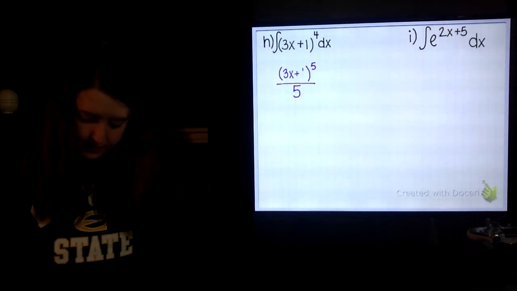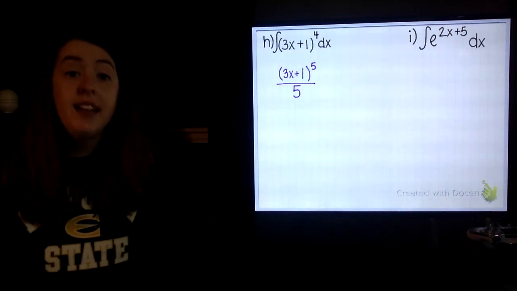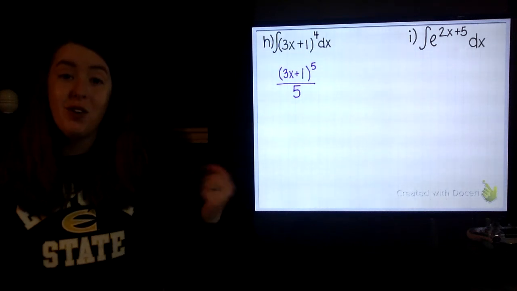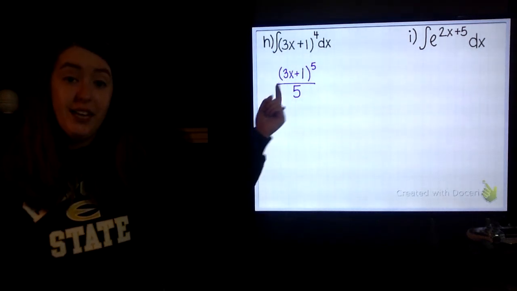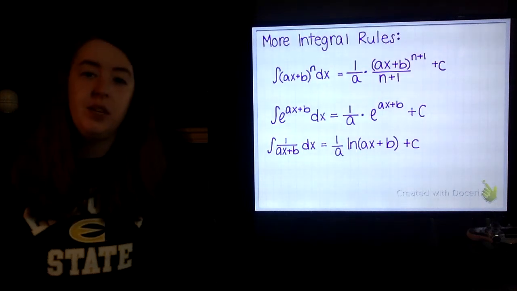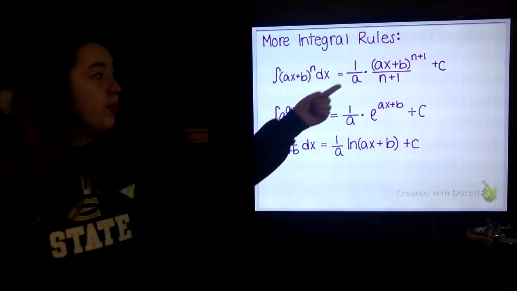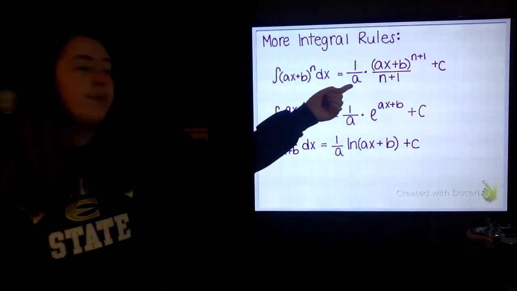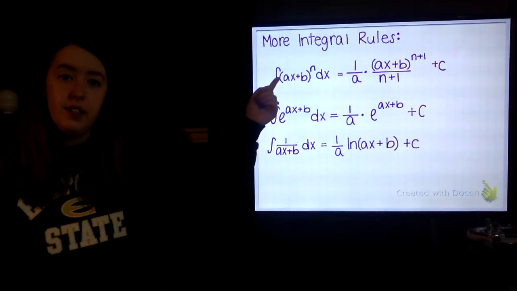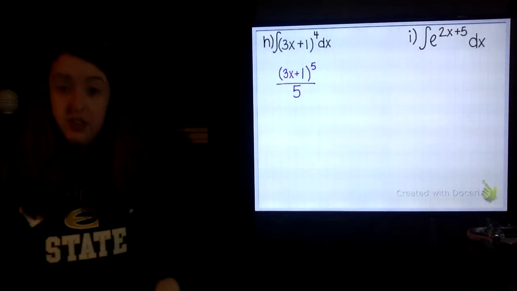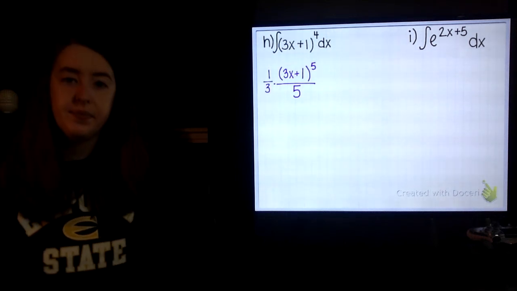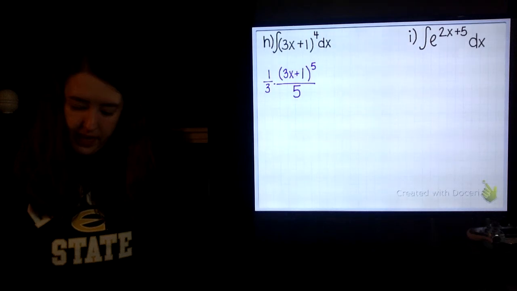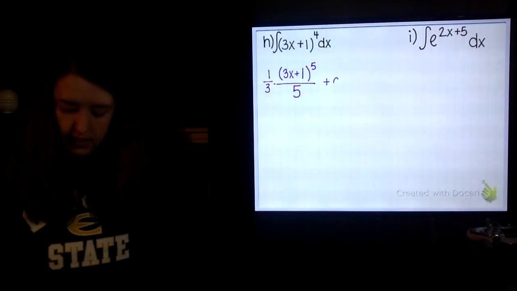3x plus 1. And then I need to multiply by 1 over the derivative of that inside. The derivative of this inside is 3. Or if you wanted to think about it in terms of this formula, 3 is a. On this one, 3 is a. So I'm going to have to multiply by 1 over 3. And then remember at the end of that, I need to have a plus c.